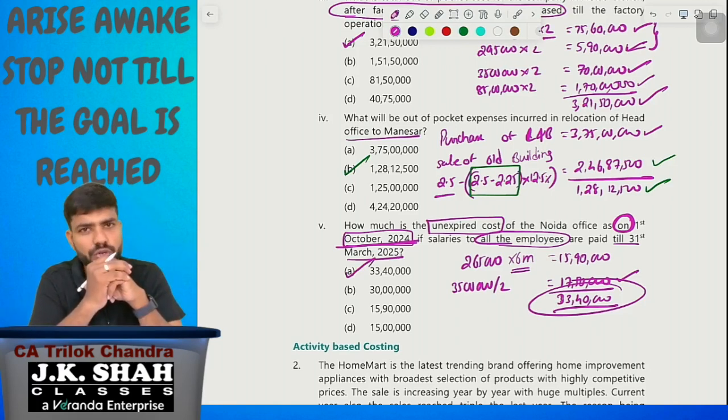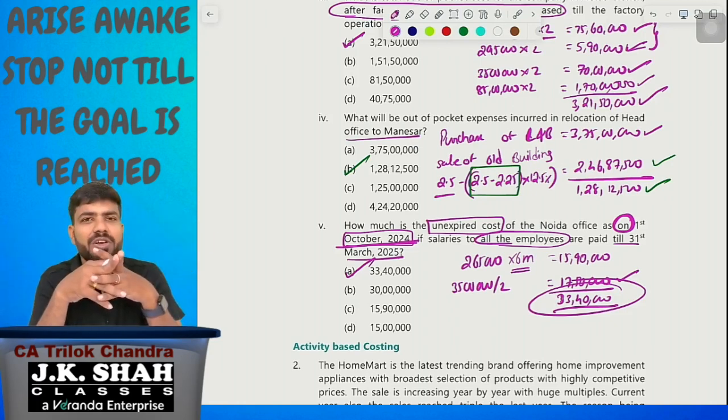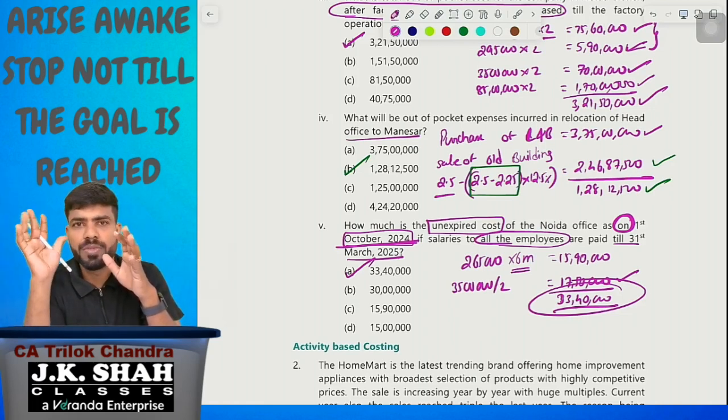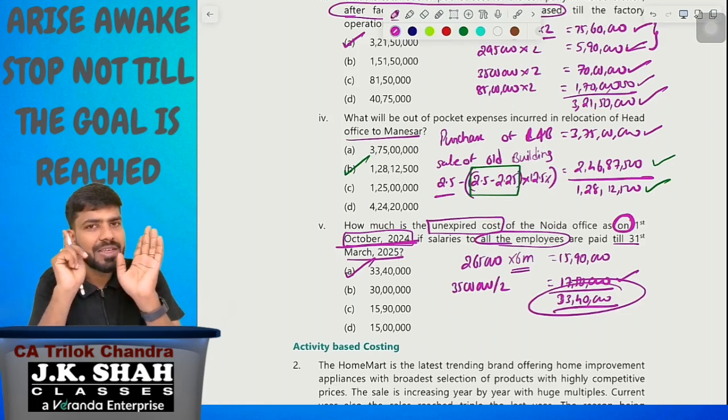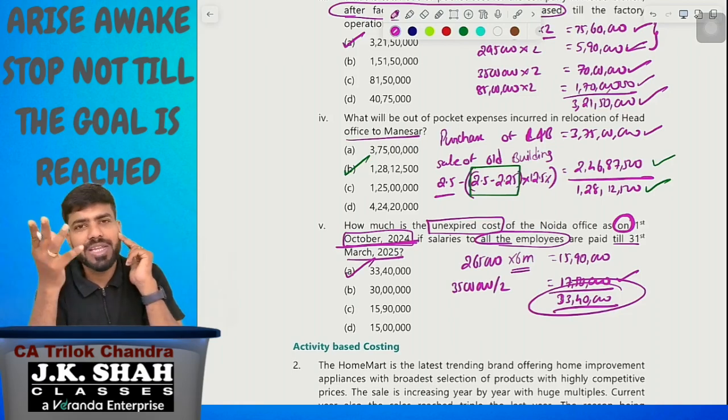Nearly half an hour has been taken to explain this question, but it is worth spending. Very big question. We just need to understand the question. Unexpired cost means the cost which is not reduced from the sales as on 1st October 2024. Clear about this? Understanding? Remaining questions are simple. This one question will take time. Quickly revise the remaining questions.